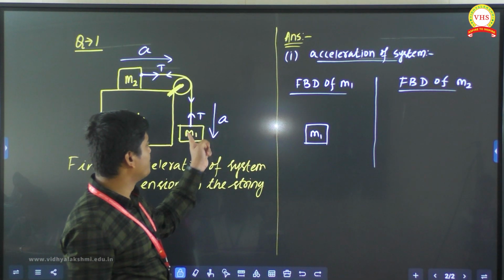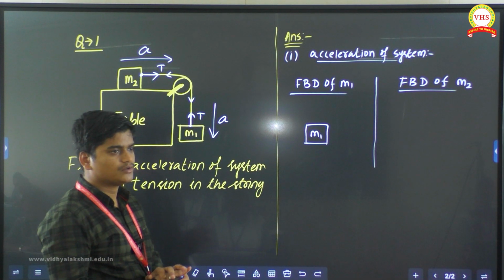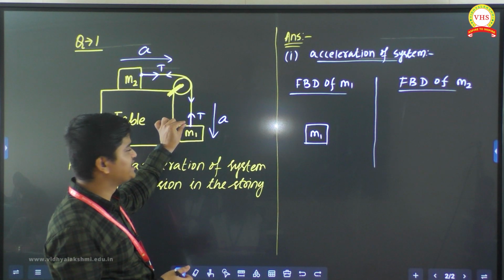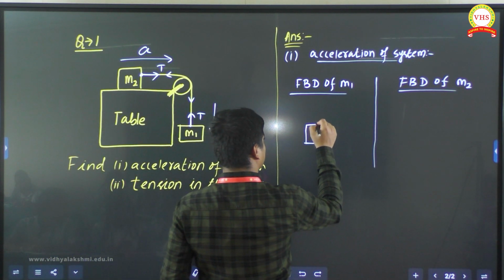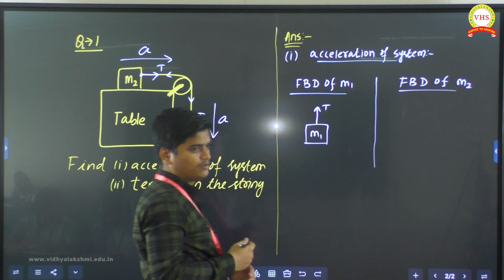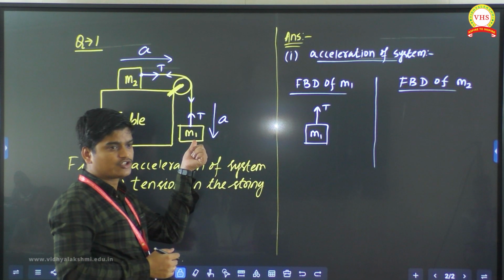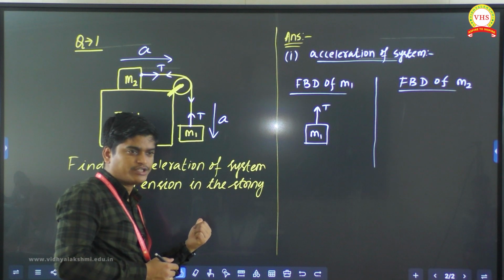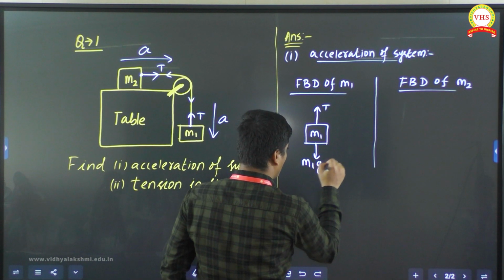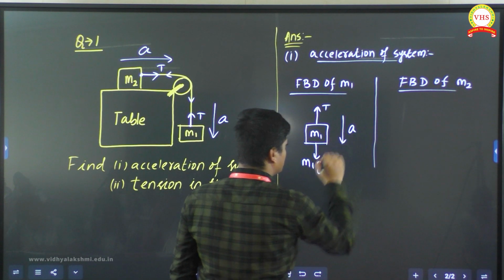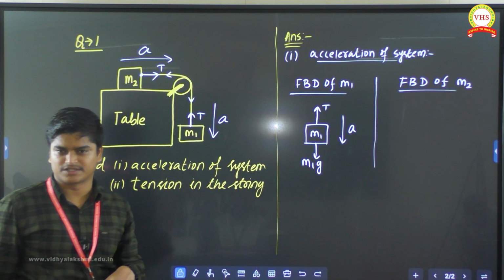If I do the free body diagram of M1, you tell: on M1, how many forces are acting? One force is tension, which is vertically upward. Yes or no? And another force is acting downward. What is that? That is gravity, M1g. And the object is moving in which direction? Downward direction. We consider the downward direction.